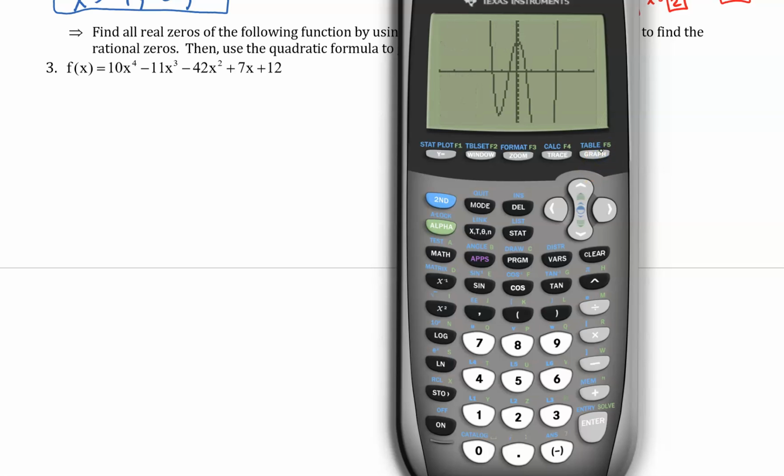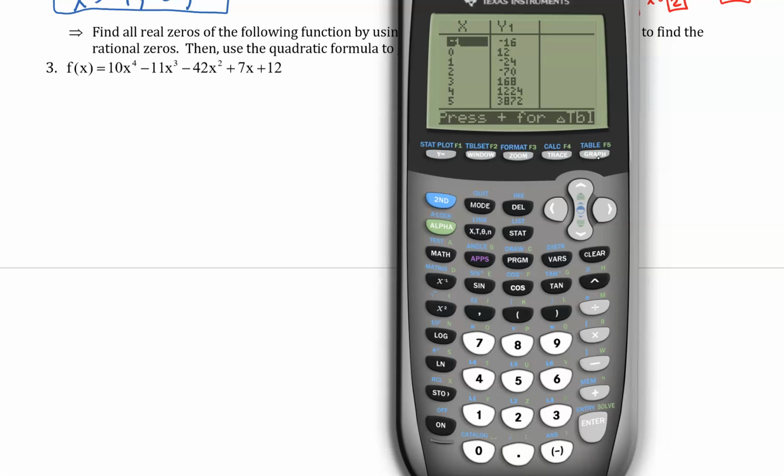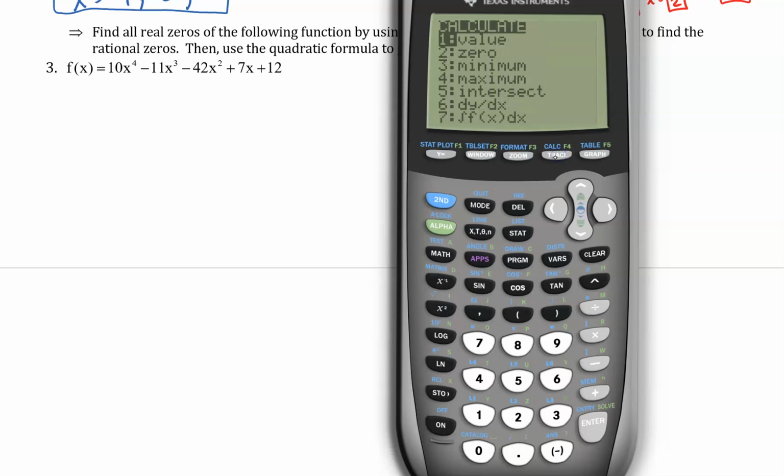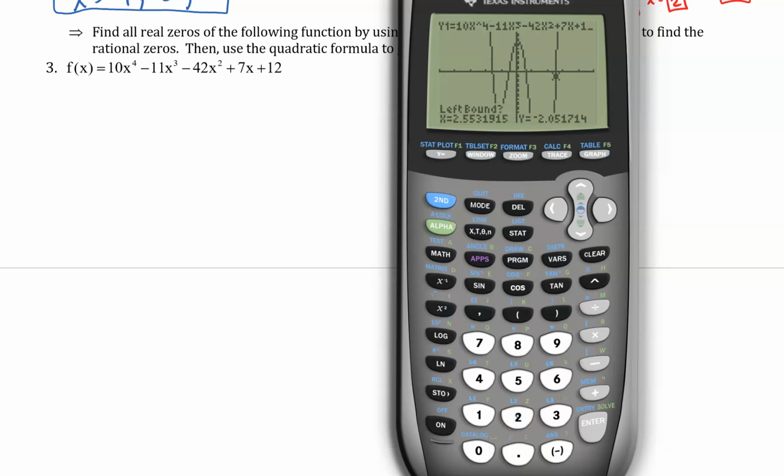I can see what my function looks like. I can see that there are 4 real zeros. But I don't know how many of those are rational and how many are irrational. So I tried looking in my table, and none of them show up, which means none of them cross at a whole number. So now I'm going to go ahead and use my calc function. And I'm going to find those zeros by using number 2, find zeros.